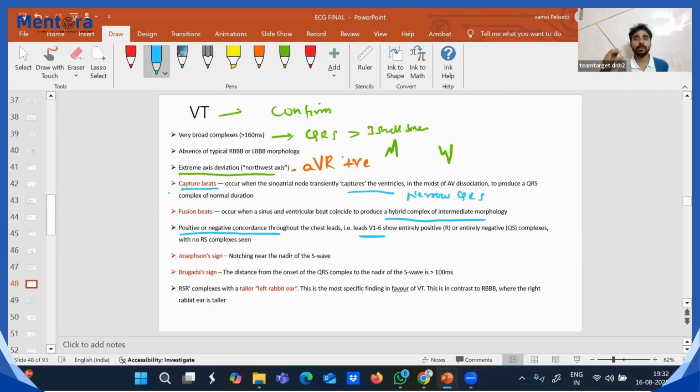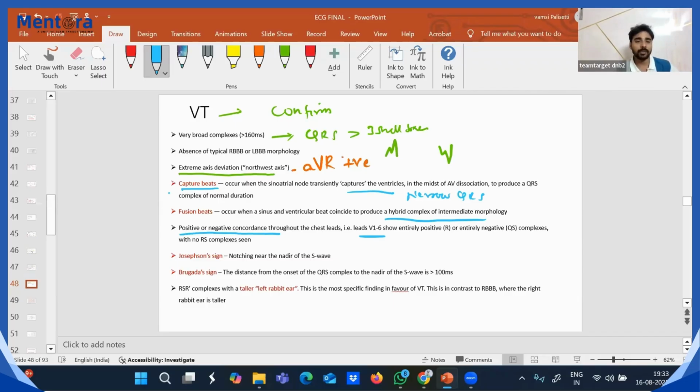It should not be like V1, V2 negative and V5, V6 positive. It should not be like that. If V1, V2, V3, V4, V5, V6 all have a positive QRS complex, that is positive concordance. Or if V1, V2, V3, V4, V5, V6 all have a negative QRS complex, that is negative concordance. That is again highly specific for VT.